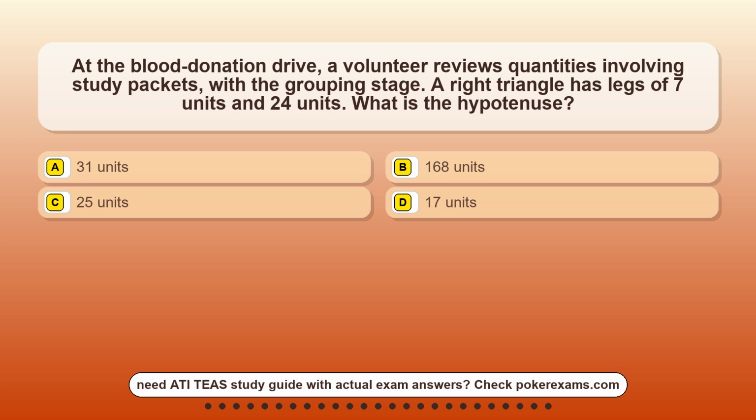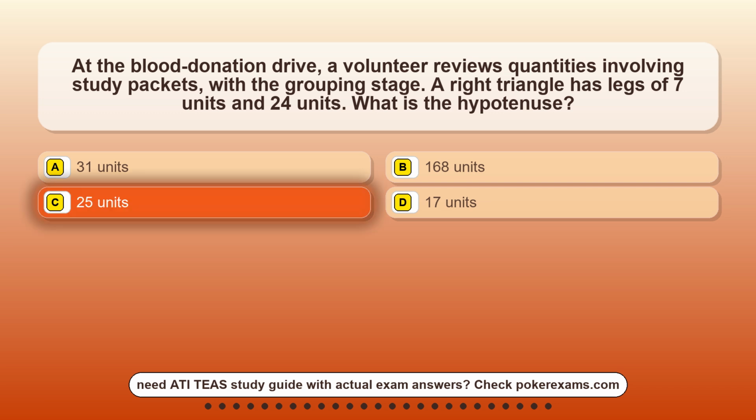Question 2. At the blood-donation drive, a volunteer reviews quantities involving study packets with the grouping stage. A right triangle has legs of 7 units and 24 units. What is the hypotenuse? Option A, 31 units. Option B, 168 units. Option C, 25 units. Option D, 17 units. The correct answer is option C, 25 units.